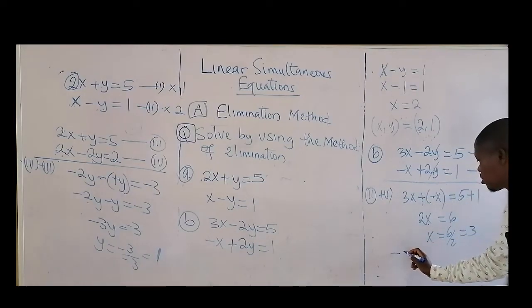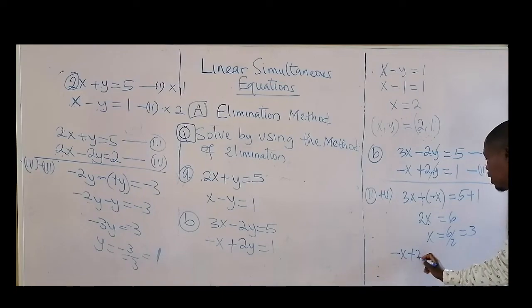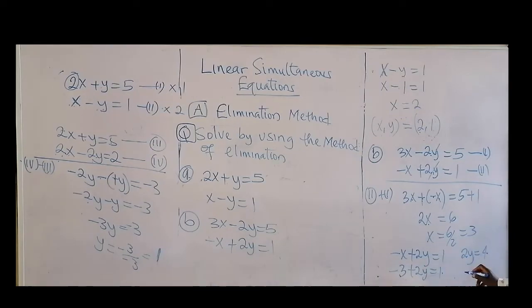So minus x plus 2y equal to 1. So that would be minus 3 plus 2y equal to 1. And that would be what? 2y. Move this one to the other side. Equal to what? 4. 1 plus 3. So y is what? y is 4 over 2. That's what? 2. So the coordinate is what? The coordinate is (3, 2). So that's that on that question.